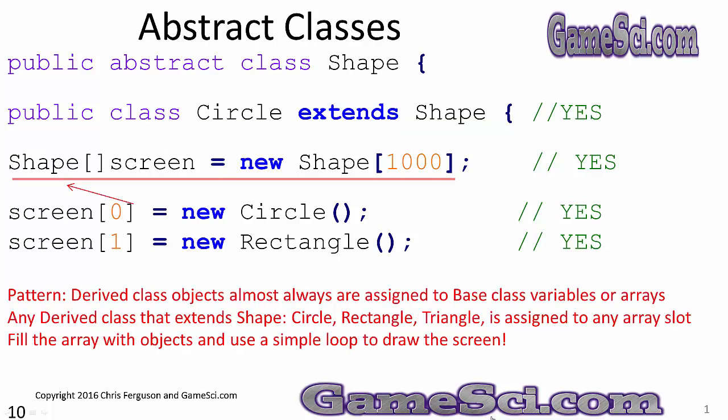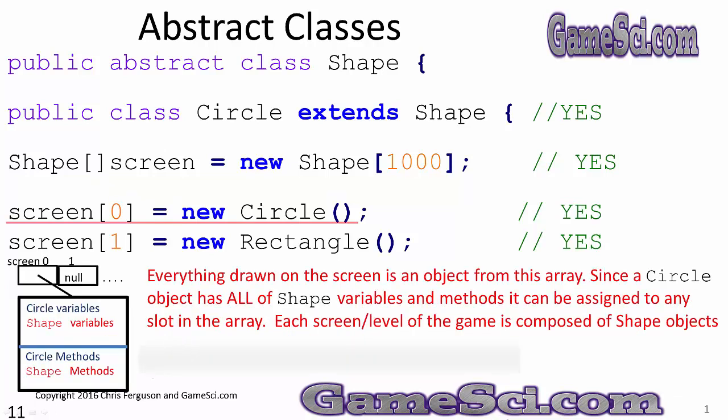Again, notice the pattern. We have these derived class objects that are almost always assigned to base class variables or even better, arrays. So here's an example using an array. I'm going to start assigning these shape objects to this array called screen. Any derived class that extends shape, circle, rectangle, triangle, is assigned to any array slot in this array screen. Fill the array with objects and then use a simple loop to draw the screen. So screen subscript 0 equals new circle. Everything drawn on the screen is an object from this array.